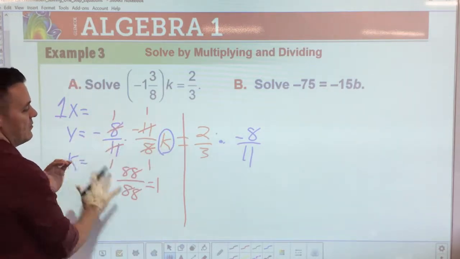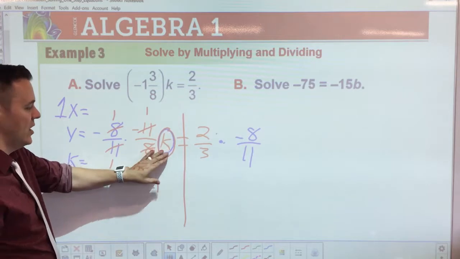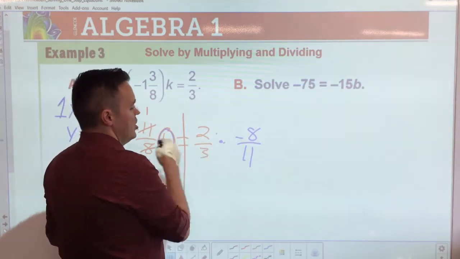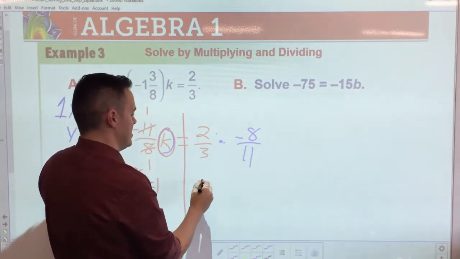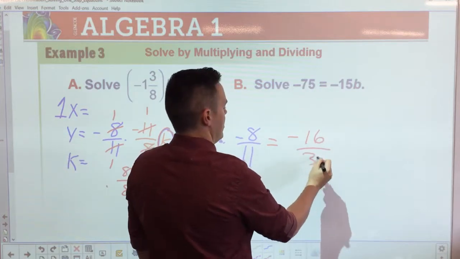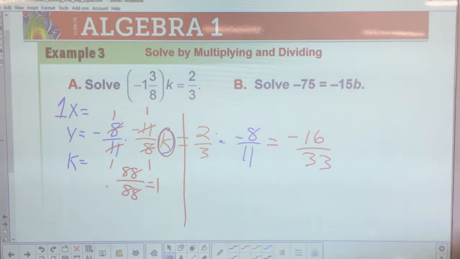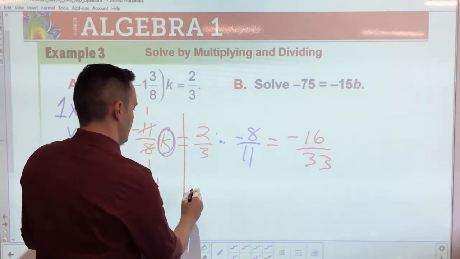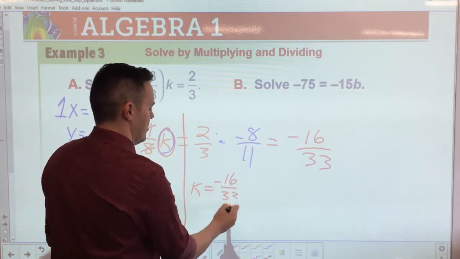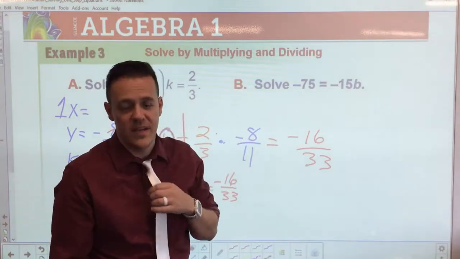What we're doing is we're getting rid of everything here except the letter k. It's all by itself now. It is a bunch of 1s and a k. And then you multiply over here on this side. You're just going to go straight across the board on this. So this would equal negative 16 over 33. You're done. K equals, so the final would be k equals negative 16 over 33. All right. This one, fantastic.